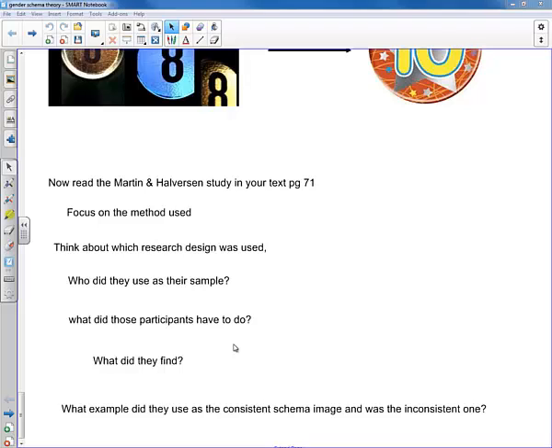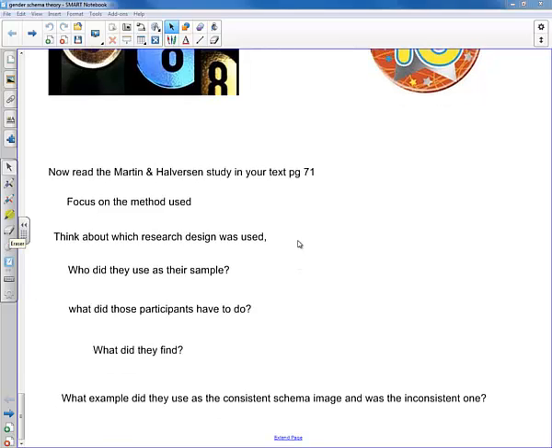So what did they conclude? They believe that children do use these schemas to help them make sense of the world, to organize the information around them. But if it's consistent, that's when they remember it. If it's inconsistent, they won't remember it. So those are our 2 theories. Those are the 2 theories we need to outline, a little bit of info on each of them. Make sure you've got a study on each of them.